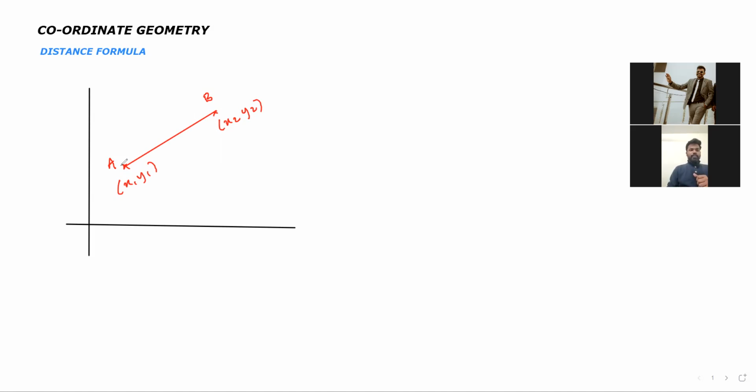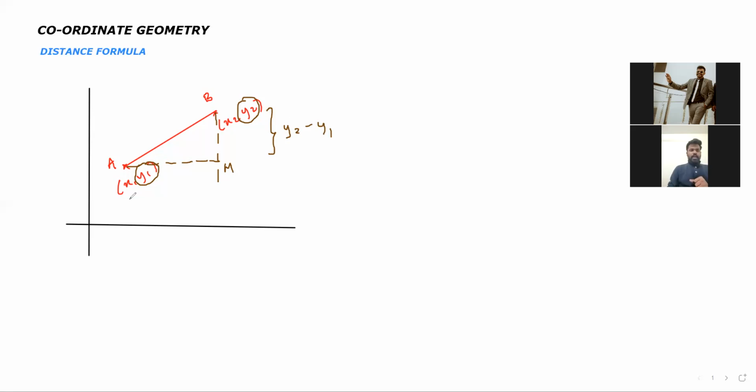So you know that A is (x1, y1) and B is (x2, y2). Suppose I draw a dotted line from A horizontally, and a vertical line from B. These 2 lines join together at a point M. Now you can see the vertical line BM. Is it the difference between the y coordinate of B, that is y2, and the y coordinate of A? Yes. So you can write it as y2 minus y1.